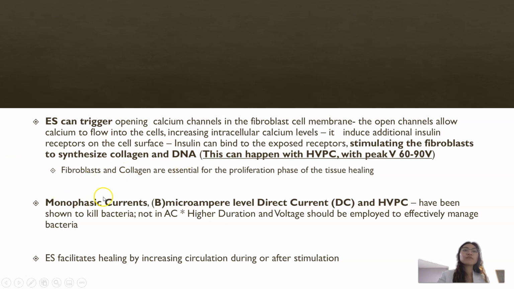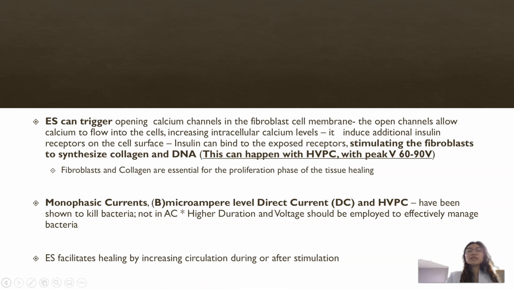Okay, so let's talk about the monophasic currents. Okay, with a microampere level direct current and HVPC, they have been shown to kill bacteria, not in alternating current. Higher duration and voltage should be employed to effectively manage bacteria. Okay, ayan daw. So, hindi alternating current kapag wound healing. No, it should be direct current. Okay, direct current. So, both your microampere level direct current and the HVPC have shown to kill bacteria.